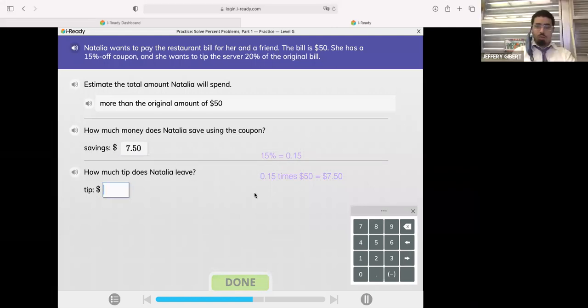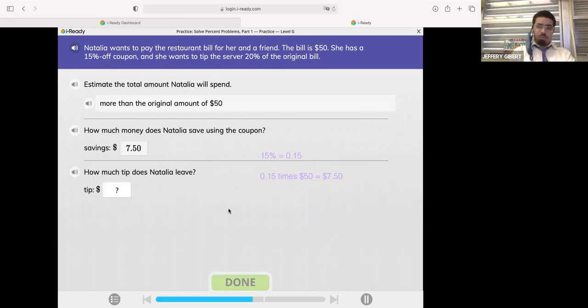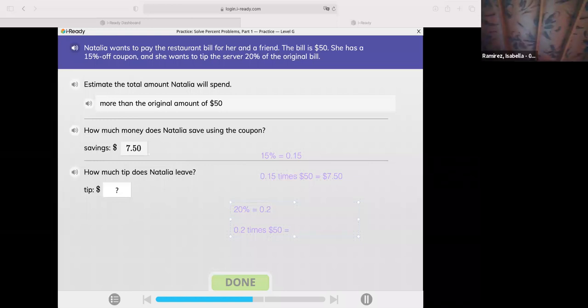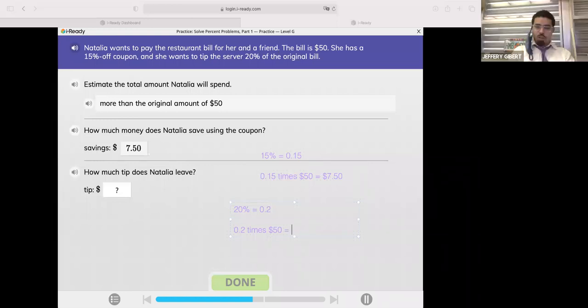Well, no, we got to do 20% of 50 because it says the tip is 20% of the original bill, and the original bill was 50. So we need to do 0.20 times 50 because 20% equals 0.2 or 0.20. So 0.2 times $50. And what's 0.2 times $50? 10. All right. Dollars.